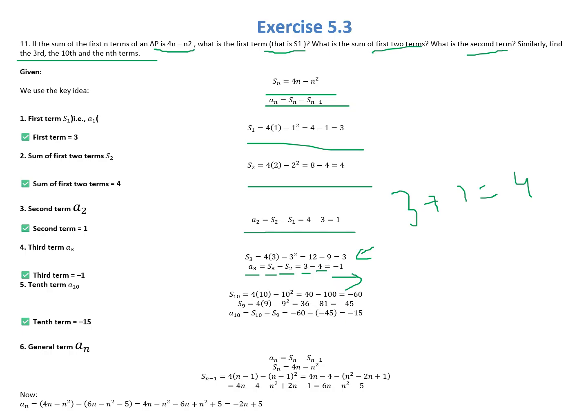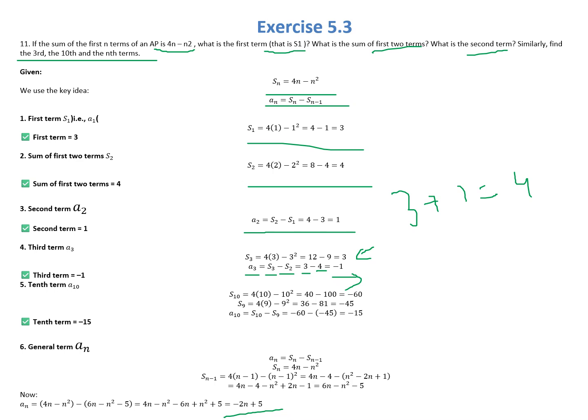So likewise, we have to find the sum of first 10 terms. We'll put the value of 10 in the place of n. For the sum of 9 terms, we'll put the value of 9 in the place of n. And then we have to find the nth term. So we'll put the value of n here as Sn minus Sn minus 1. An is equal to Sn minus Sn minus 1. We'll solve the equation. When we solve the equation, we get the final answer as minus 2n plus 5.